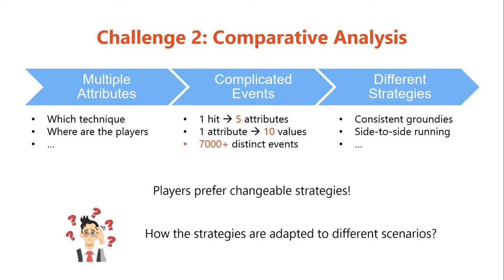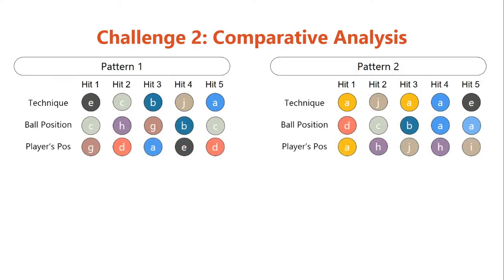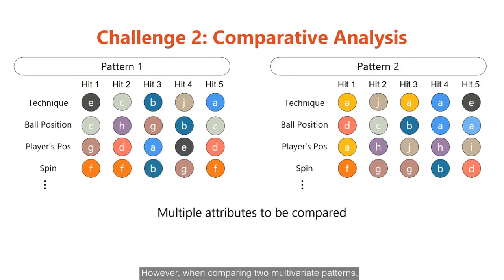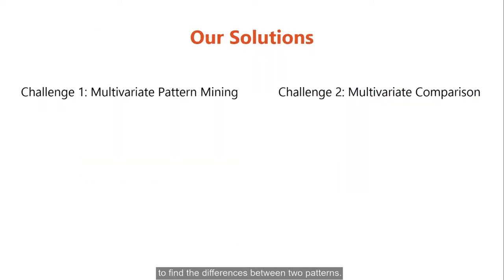Thus, domain experts usually want to know how the athletes adapted their strategies to different scenarios so that they can know the athletes comprehensively. However, when comparing two multivariate patterns, the patterns can differ in many ways. Multiple attributes to be compared make it hard to find the differences between two patterns.